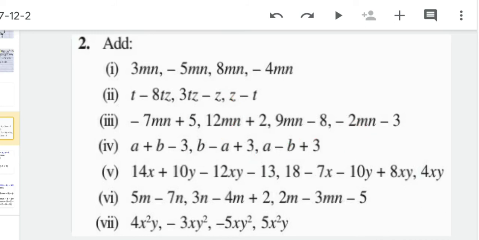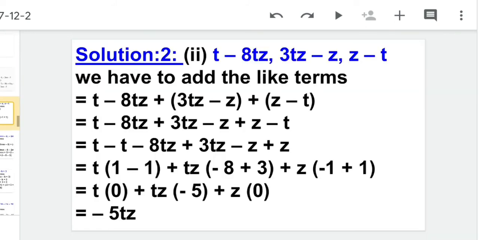Okay, now we have to do the same thing with the other parts. Let's have a look at them. The second part is t minus 8tz. The second expression is 3tz minus z, and the third expression is z minus t. So we have to add them. So we have to put a positive sign in place of the comma. So this will be our expression.